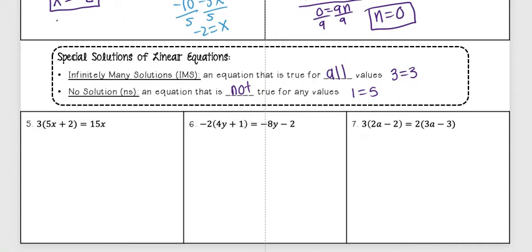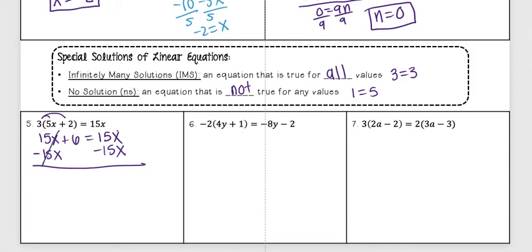So let's go ahead and look at some examples of these. So looking at this first one, I see I have parentheses, so I need to do my distribution. 3 times 5x, I get 15x. 3 times 2, I get 6. I have a variable on both sides of the equation, so I need to subtract 15x from both sides.